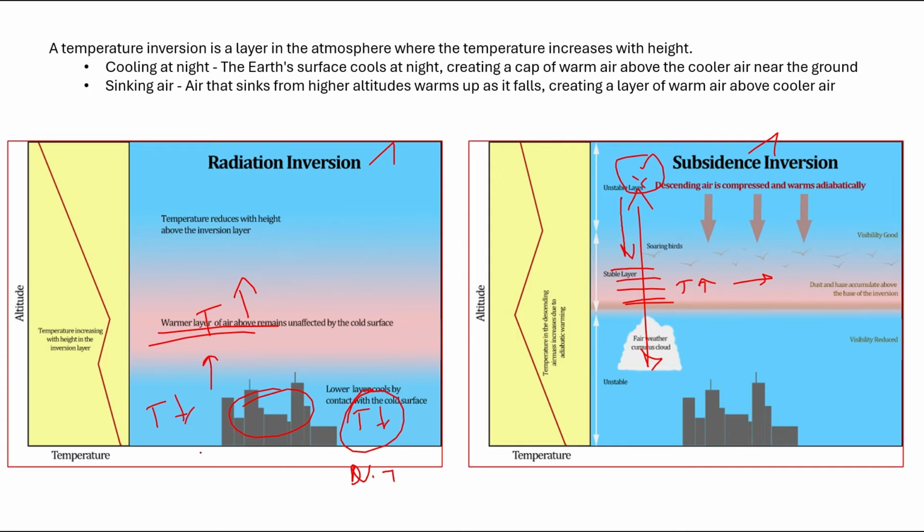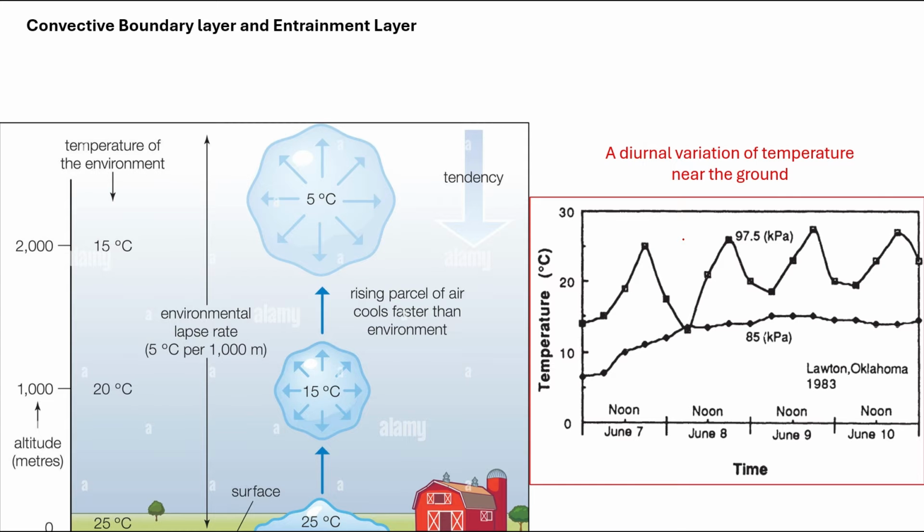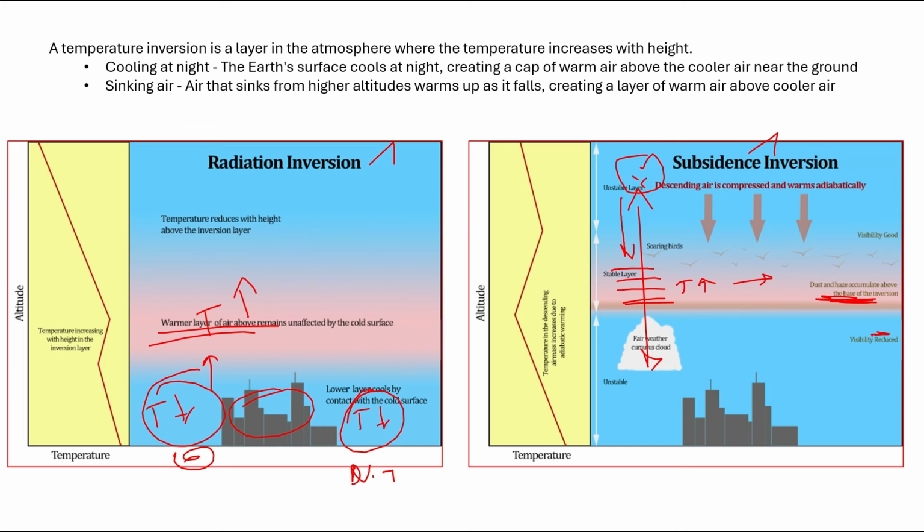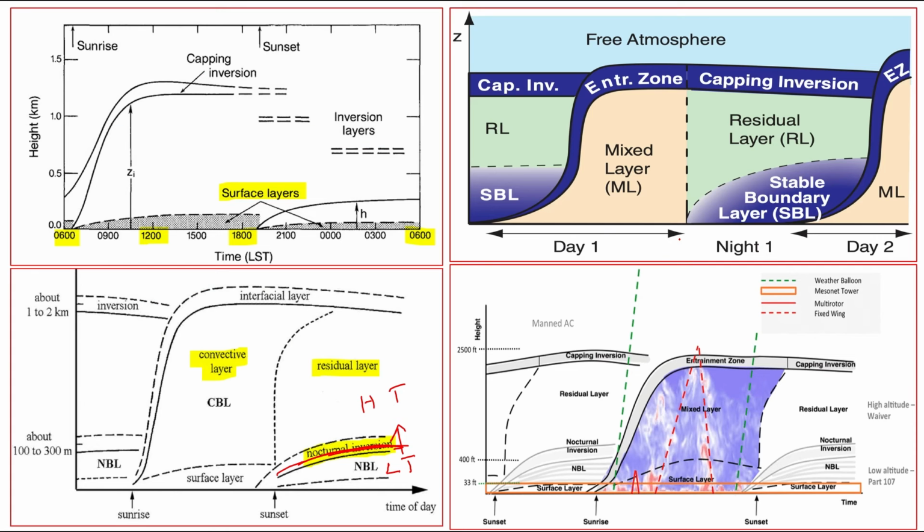So here, due to the low surface temperature, the air suddenly got cooled down, and above that is hotter air, so there is an inversion. Here the cool air sinks and compresses the layer next to it, so there is an inversion. So these are the two different inversions. Okay, so we have discussed the inversion layer, the nocturnal inversion, and the capping inversion.